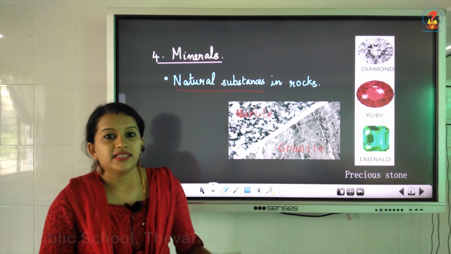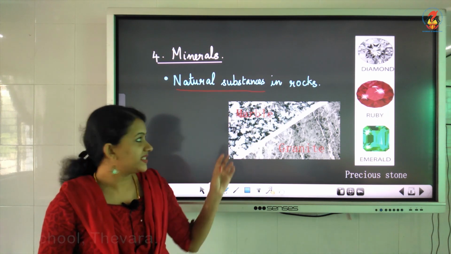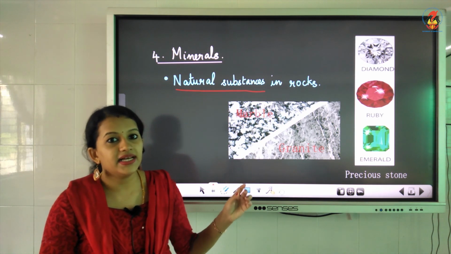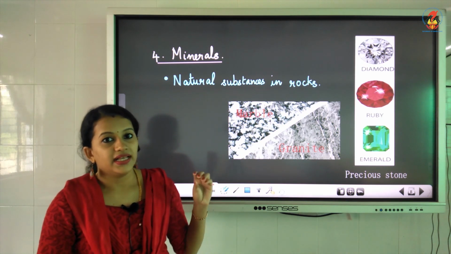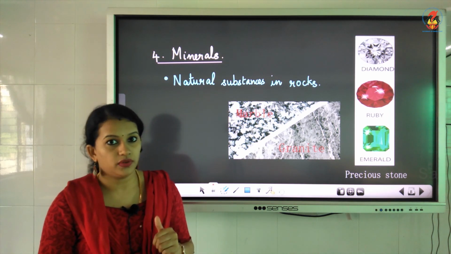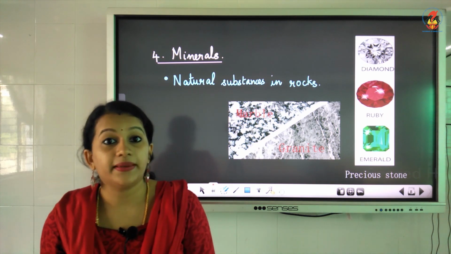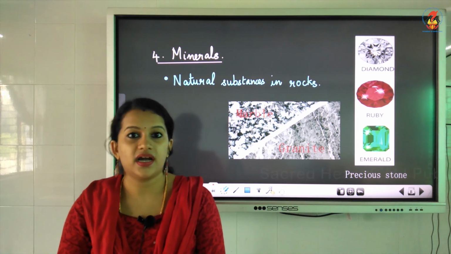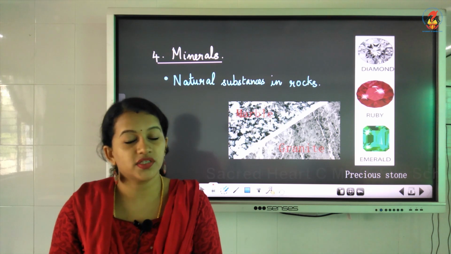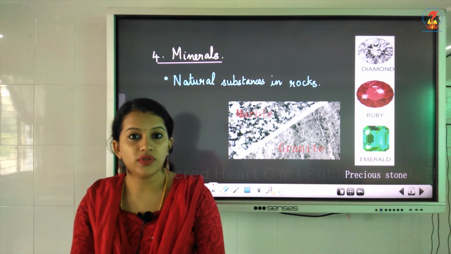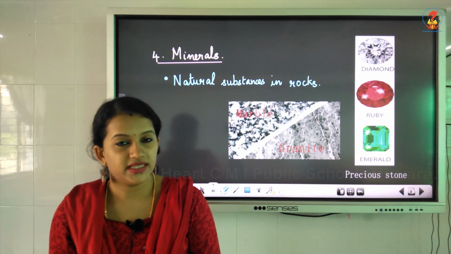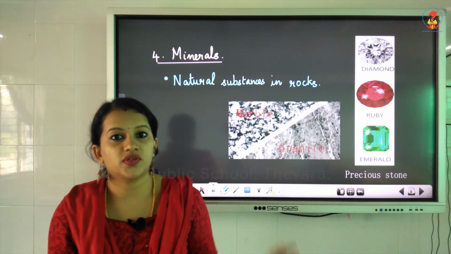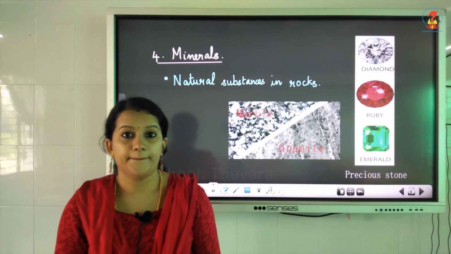Then some rocks or stones like marble, you must have heard of marble and granite. Marble, granite, then sandstone, all these are used to make buildings. You must have seen the floorings that are done with marble, isn't it? In some houses the floors are done with marble or granite. These rocks or stones are used to make buildings.